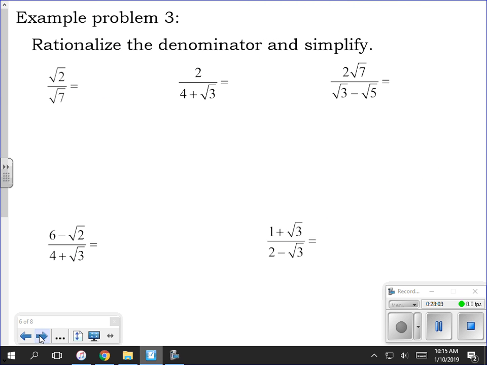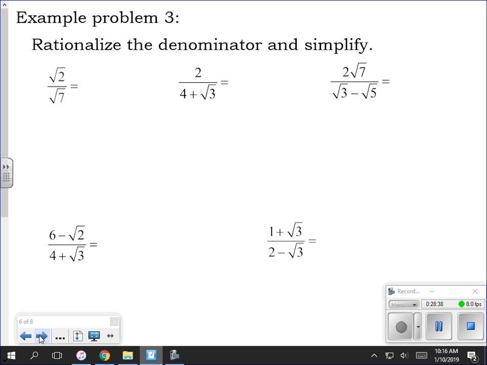Okay, now comes the fun part. Used air quotes. Okay. Fun for me, not so much for you guys. Rationalizing the denominator and simplify. Rationalizing the denominator means no radicals in your denominator. Notice these are all square roots. That makes it much, much easier. It's very hard to rationalize denominators that are not square roots. We don't do that to you in here.